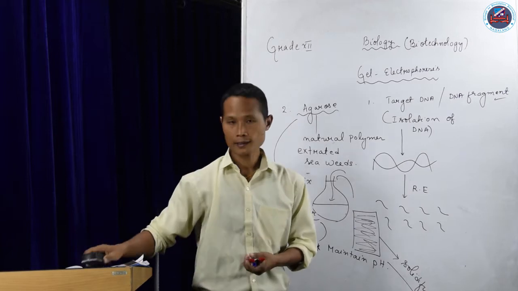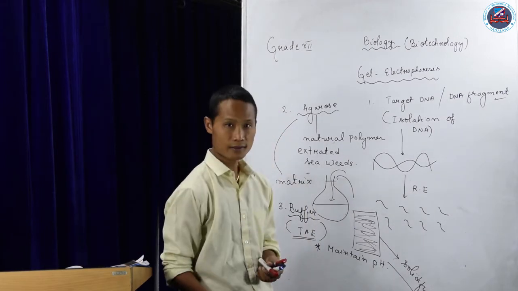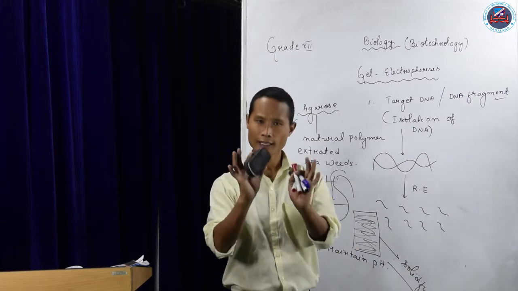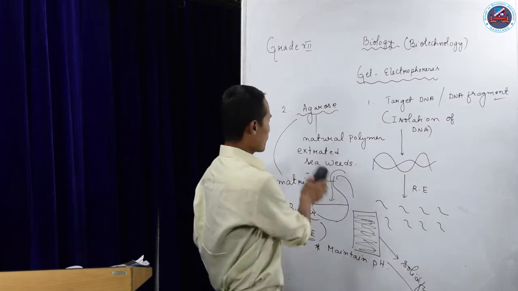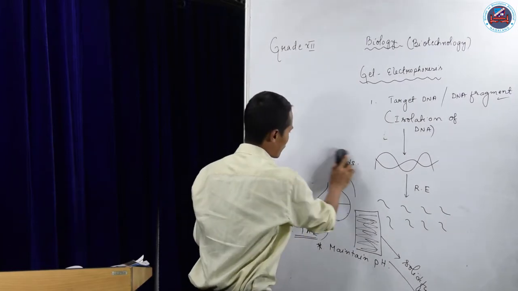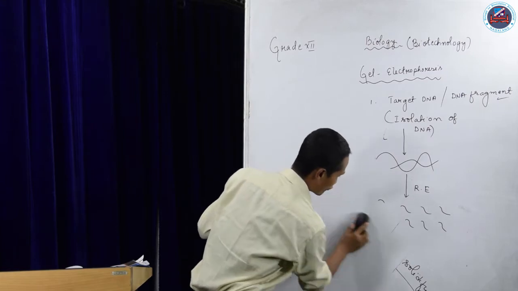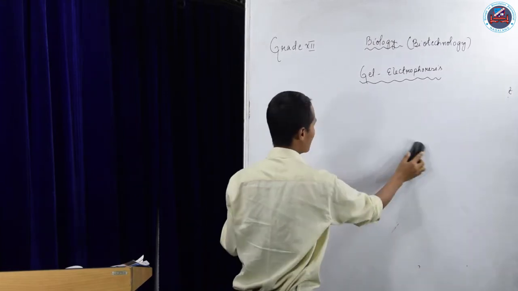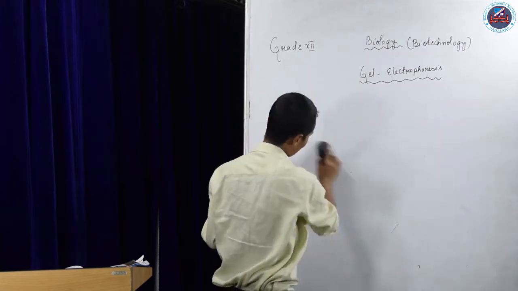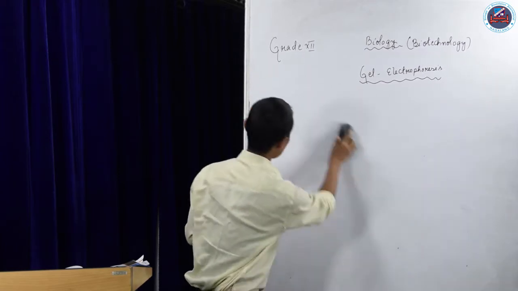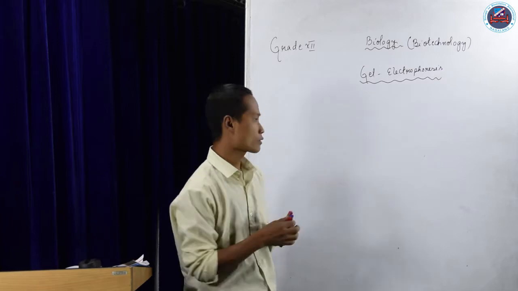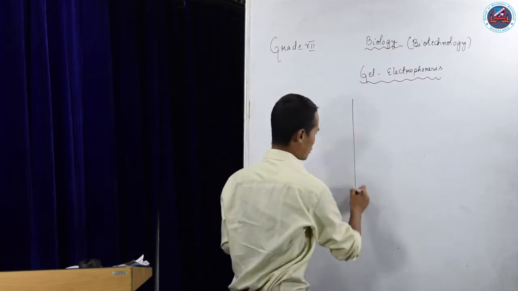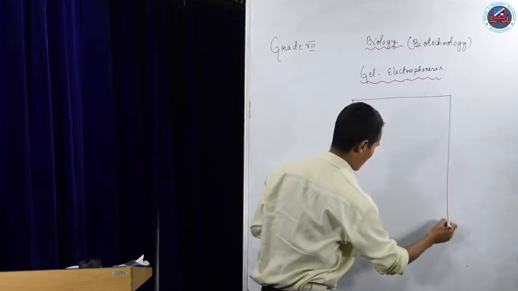As I said in the molecular basis of inheritance, DNA is negatively charged, right? So when I say gel electrophoresis, it is a machine which runs with the help of electric currents. Just say that this is your gel electrophoresis machine.